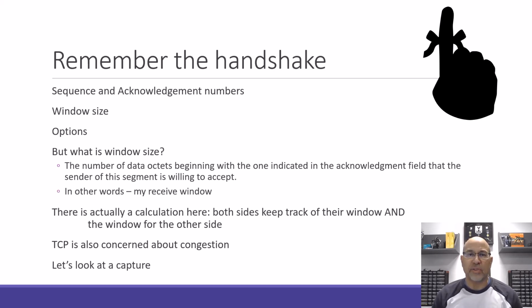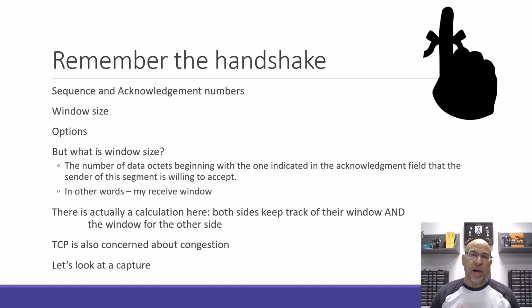So the RFC 793, or now the RFC 9293 definition of window size, is the number of data octets beginning with the one indicated in the acknowledgement field that the sender of this segment is willing to accept. In other words, my receive window. So I'm going to send you a window. You get it from me, and I'm telling you how much data I'm willing to accept. And at the same time, you are telling me how much data you are willing to accept.